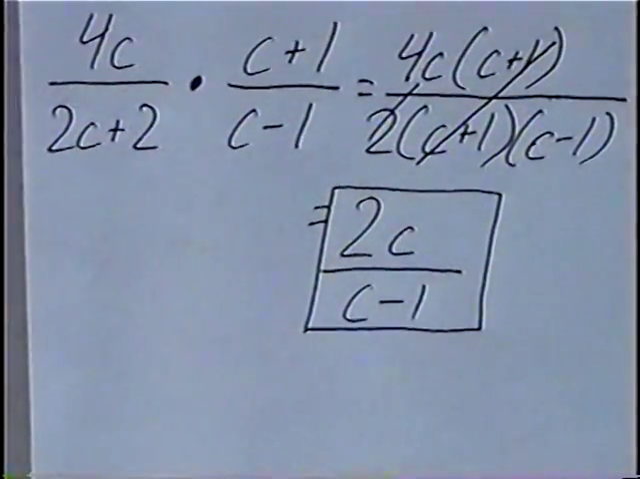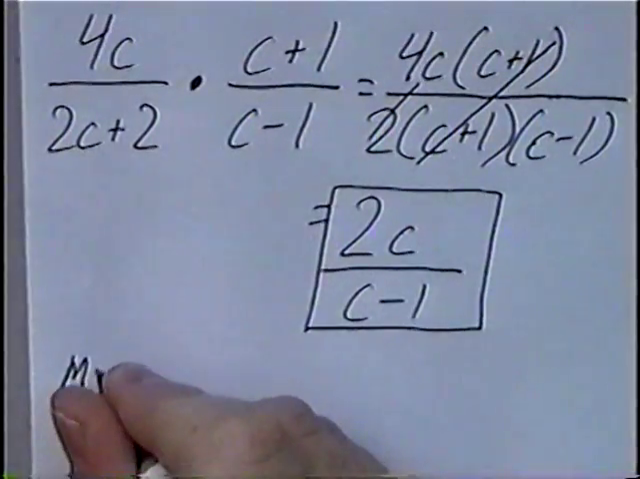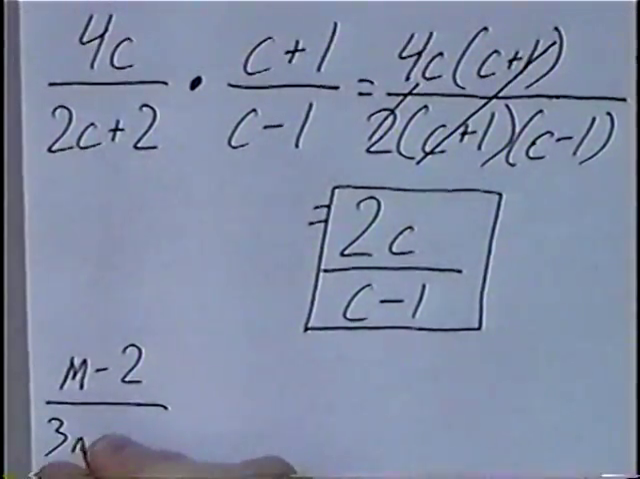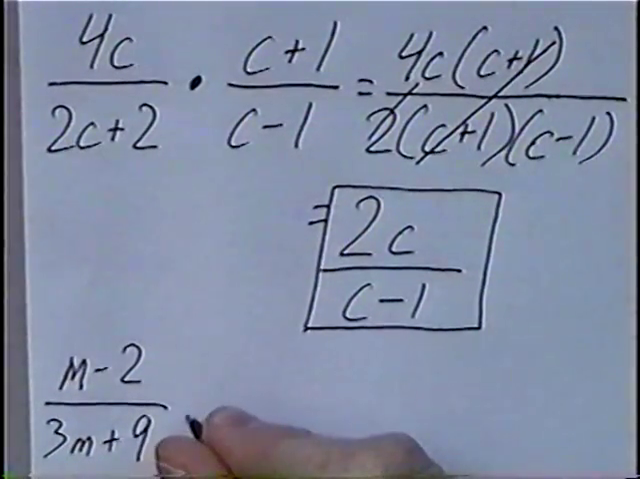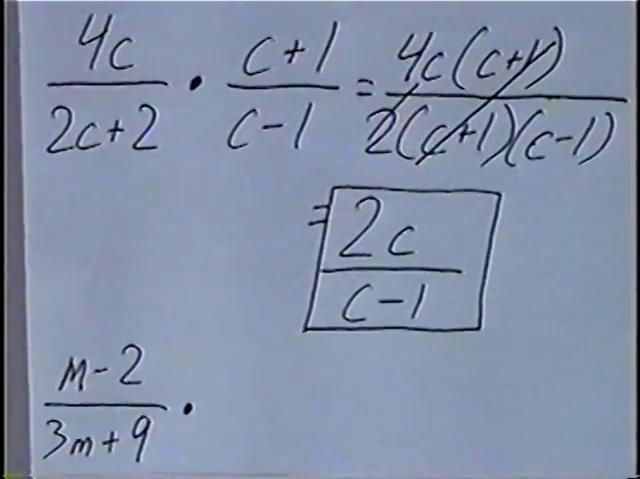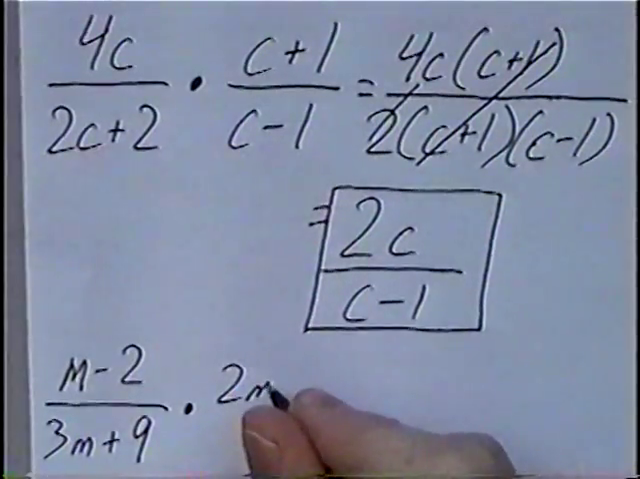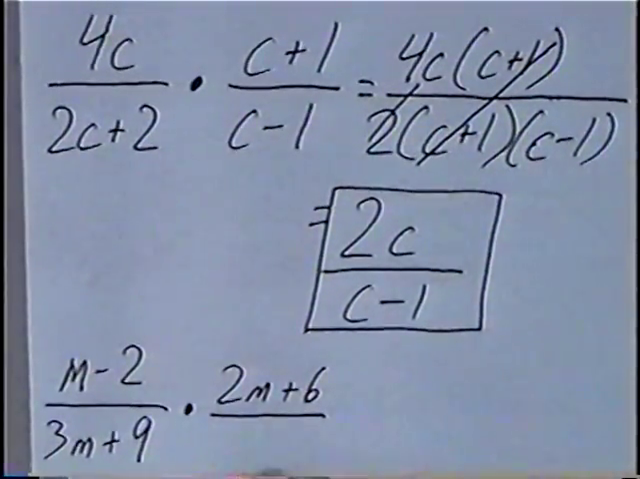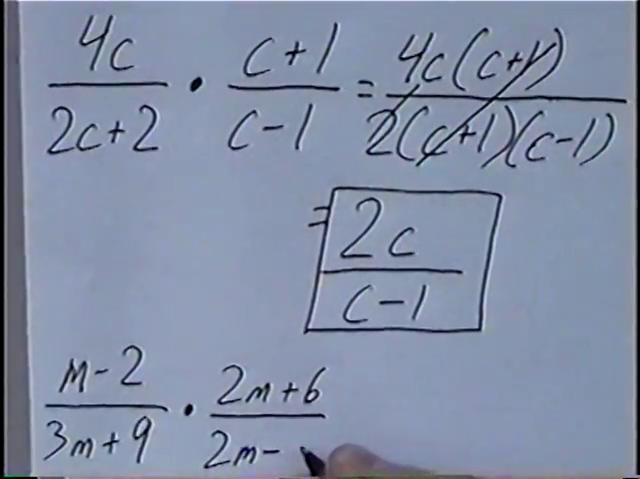And last question for the section. First fraction is m minus 2 over 3m plus 9, multiplied by a second fraction, 2m plus 6 divided by 2m minus 4.